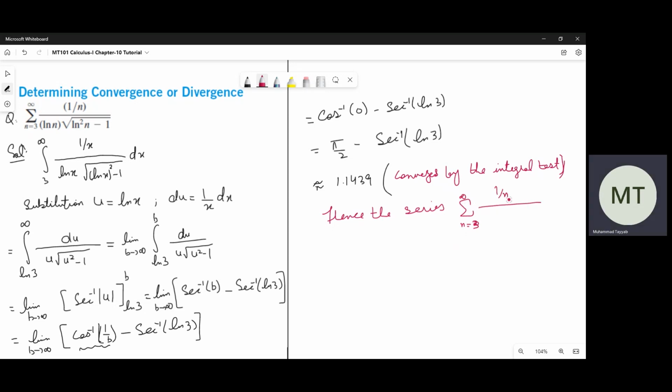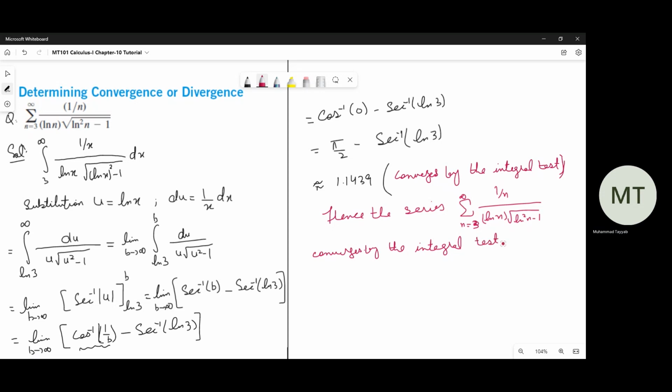1 upon n, natural log of n, and square root of natural log of square n minus 1, converges by the integral test. Right?